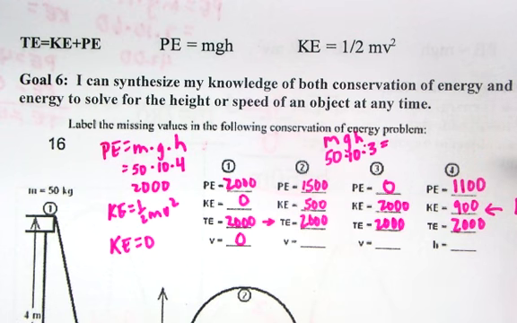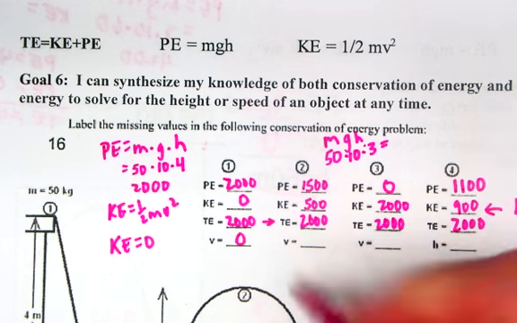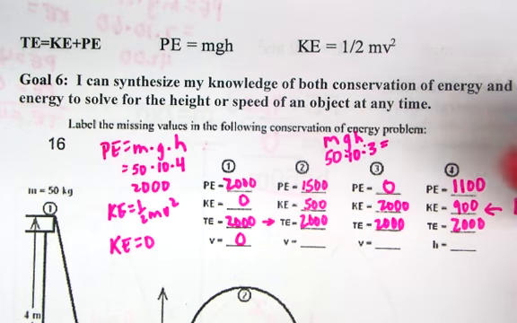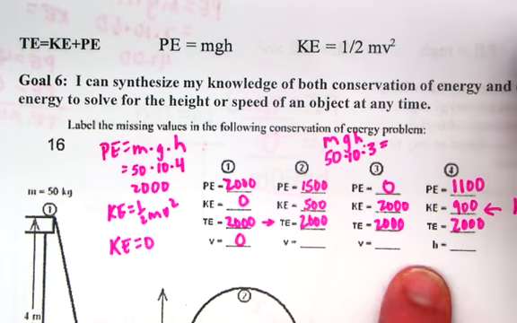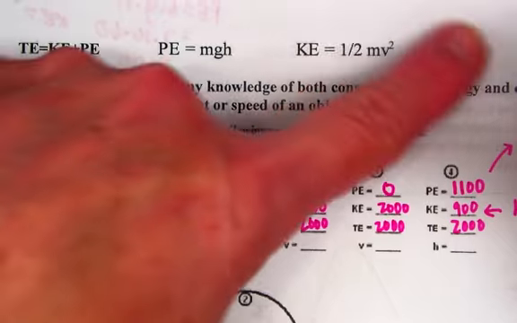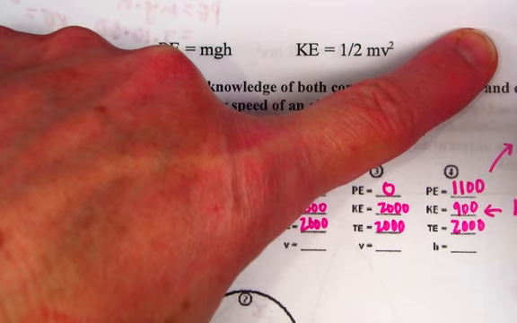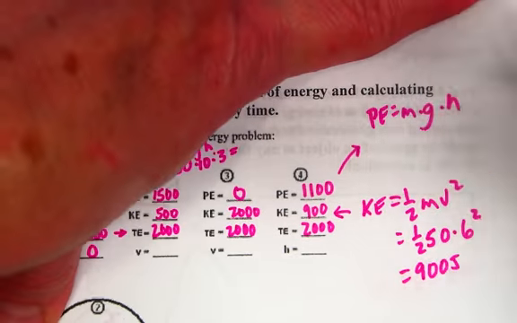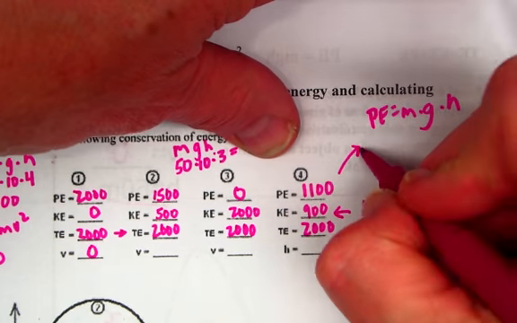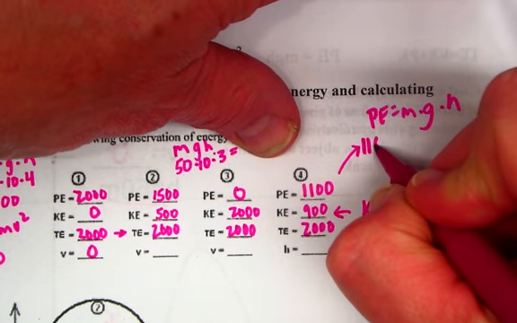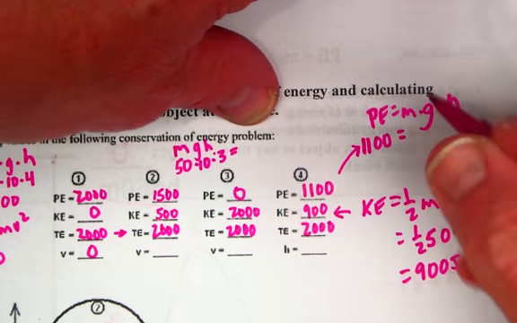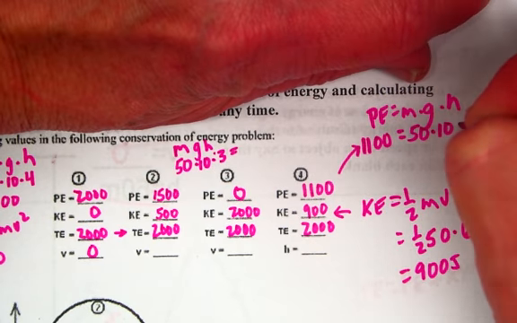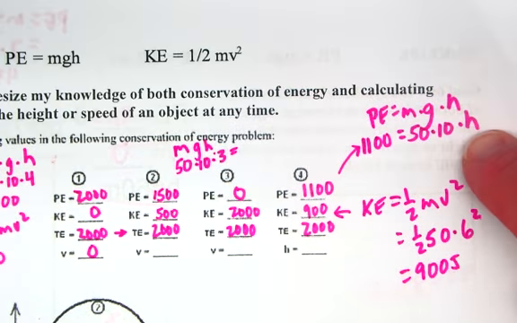Now I'm going to be able to solve for h. And in both of these cases, 2, 3, and 4, I'm going to have to do the backwards solving because if my potential energy, PE, equals m times g times h, and I know my potential energy is 1,100, my m is still 50, g is still 10, I should be able to solve for h.